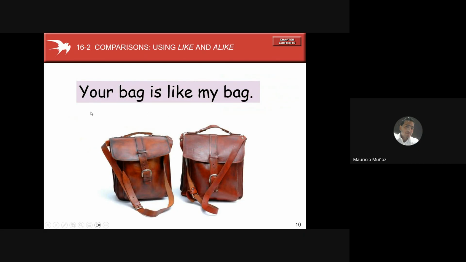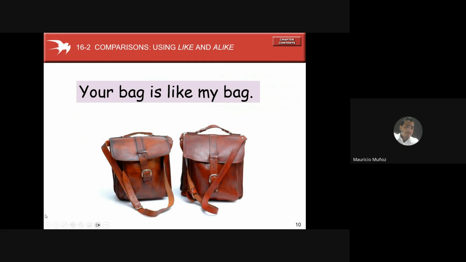Now, another way to work with comparison is the word like. You see this word? Like. You already know that like is a verb. Yes, like is a verb, but it can also be used as a word for comparison. Like in here means como. Like en esta oración o para comparar significa como.